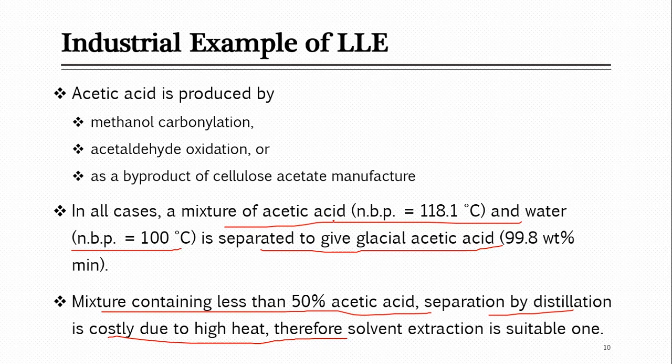Now because acetic acid boils at 118 degrees C, definitely water has the lower boiling point. So if you go for distillation, your purpose will be to heat and boil all of the water and get it separated from this acetic acid. In order to boil a huge amount of water, distillation will become difficult. It will involve a large amount of heat, so definitely it will become costly. It will not be a practical and economical process. So the better one is to go for solvent extraction, liquid extraction.